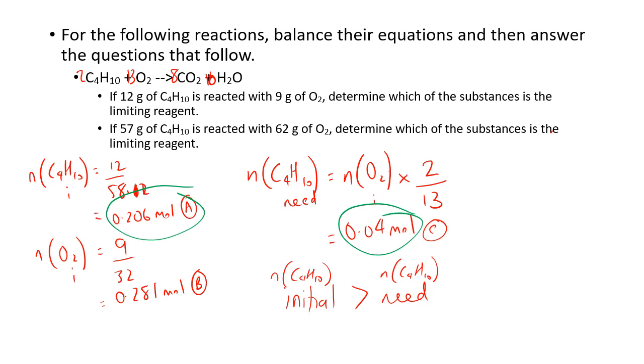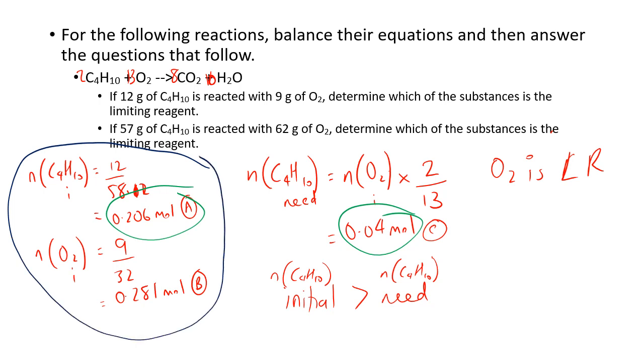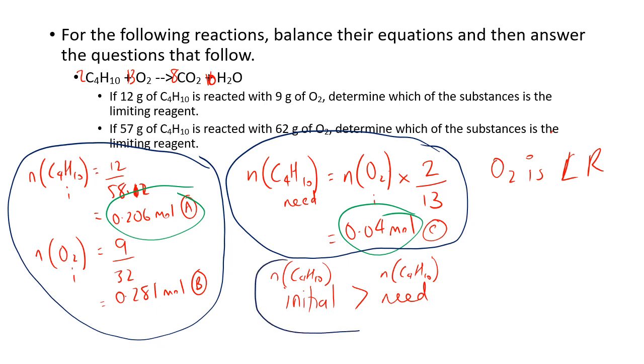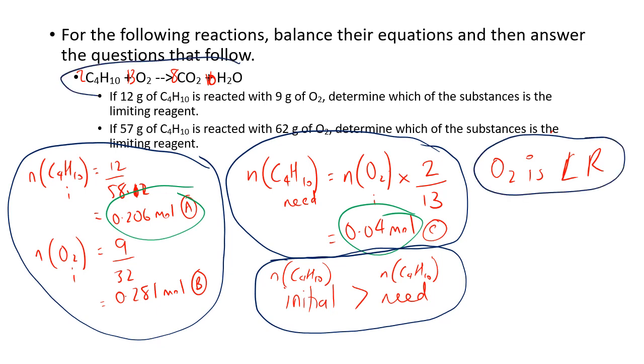If we have more than we need, we are not going to run out of C4H10. We are going to run out of O2 instead, so O2 is the limiting reagent, because we're going to run out of the O2. That's how you do that equation. So number one, you work out the number of moles of both reactants. Then you work out the one that you need. Then you write down, I'm comparing these two, that one is greater than that one, and then you make a statement about the limiting reagent after you balance the equation. So that's that one.